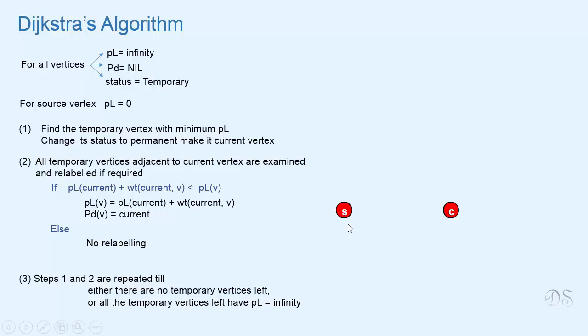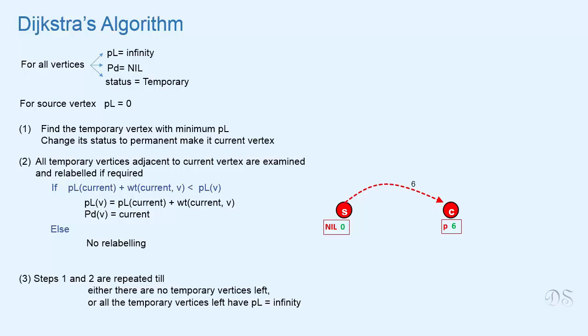Suppose S is the source vertex and C is the vertex which we have recently made permanent, so it is the current vertex. These are the labels. Labels of permanent vertices are fixed; they are never changed. This 6 is the value of the path length, so it is actually the length of the shortest path from the source to this vertex. This vertex C is permanent, it means that this shortest path to C is final. The predecessor of this vertex C in this shortest path is vertex P.